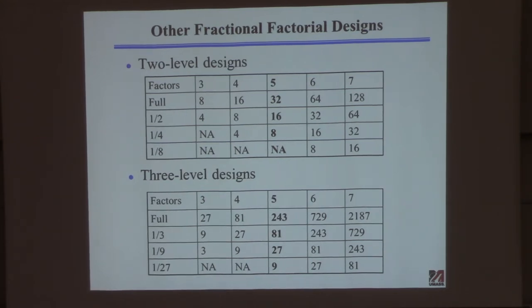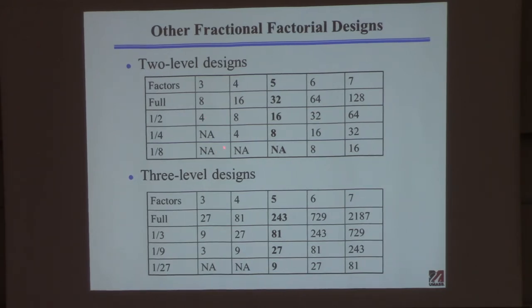What does that mean? That means at this point you're not doing enough experiments to do anything useful on any level. Okay? So you don't even do these. So if someone says, I have 3 factors, I'd like to do a 1/4 fractional factorial design, the answer is you could, but why would you? That'd be 2 experiments that yield no useful information.